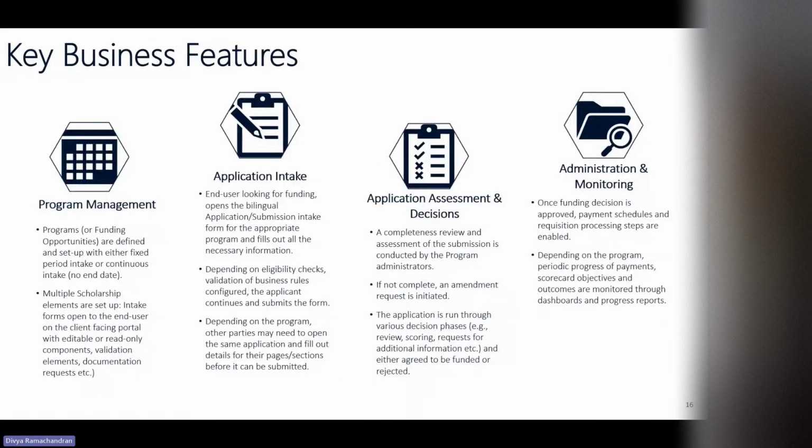So program management. One of the main things is we can set up different kinds of programs and funding opportunities. Multiple elements can be set up for the scholarship itself, whether it be done through the portal or through different validation rules in terms of what the program provides and what the applicant or the reviewer or any other user role has to provide through the portal or the back office for that matter.